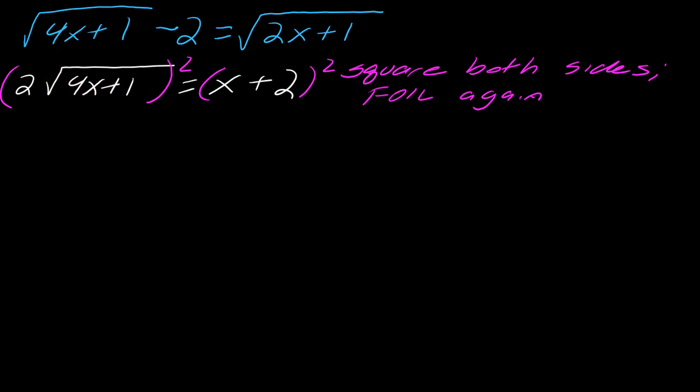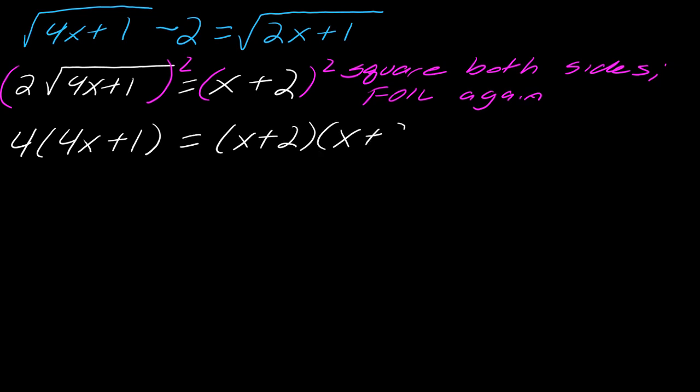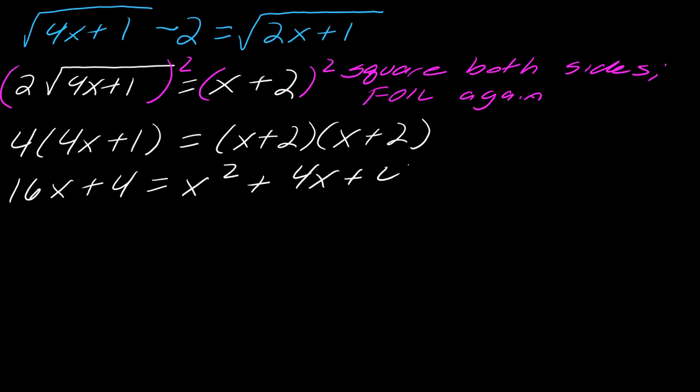Now this side we just talked about at the beginning of this video, so this will be 4 times 4x plus 1, and then this, I'll have to actually work all of this out. So here, this side will become 16x plus 4, and this side becomes x squared plus 4x plus 4. I omitted showing you how to work all of this out because I'm going to assume that you're good on that. Okay, so now we have to take a look at what we actually have.